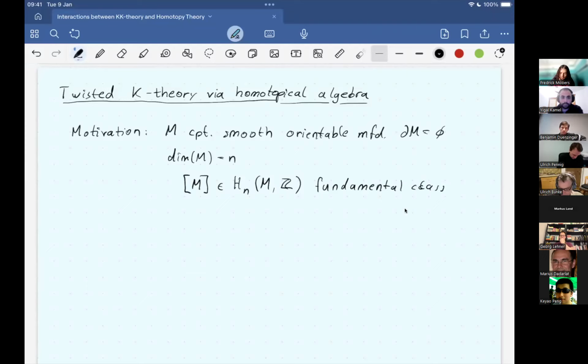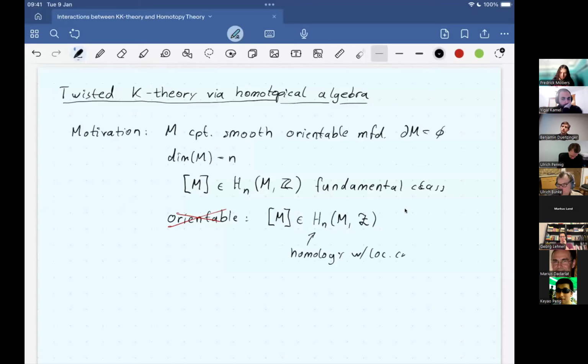And now if you drop this orientability condition, if you scrap this, then you don't have that anymore, but you still have a replacement, a fundamental class that lives in the nth degree homology with local coefficients. So this is homology with local coefficients. And this thing here is the local coefficient system.